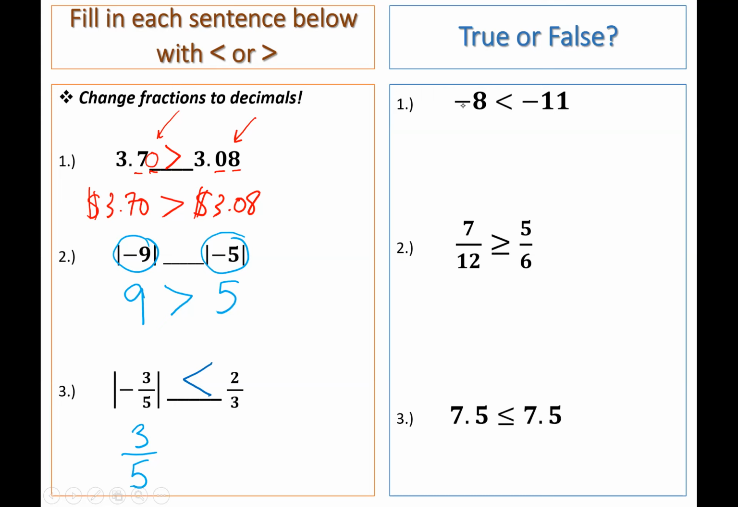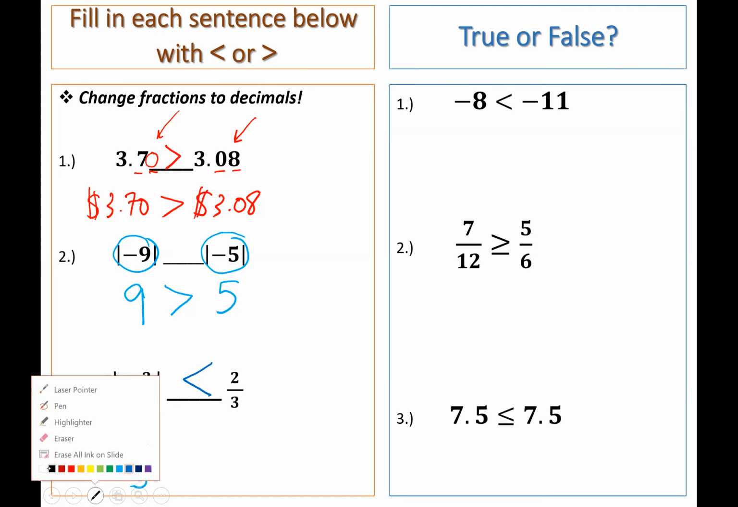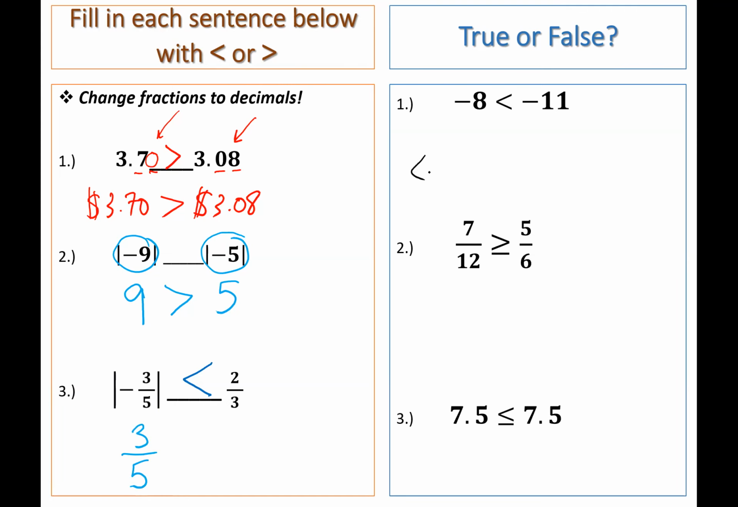True or false? -8 is less than -11. With negatives, things are extra tricky. I would recommend sketching this out on a number line and putting these in order. So here's 0. If I'm dealing with negatives, everything's kind of backwards, right? So here's how I would label my number line. 0, -1, -2, -3, etc. -4, -5, -6, -7, here's -8, and then -9, -10, here's -11.